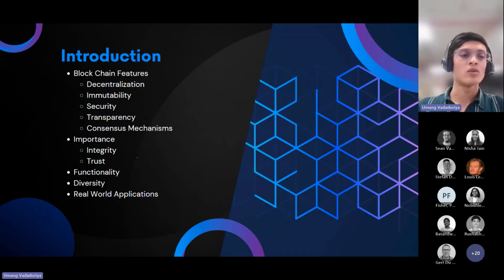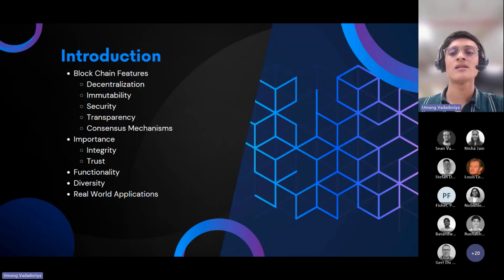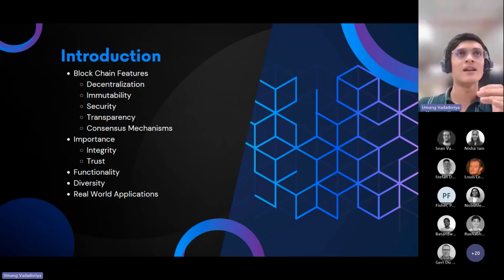So next, coming to the importance. Integrity: vital for the integrity and security of the blockchain networks. Trust: it enables trustable transactions and consensus without the need for a central authority.